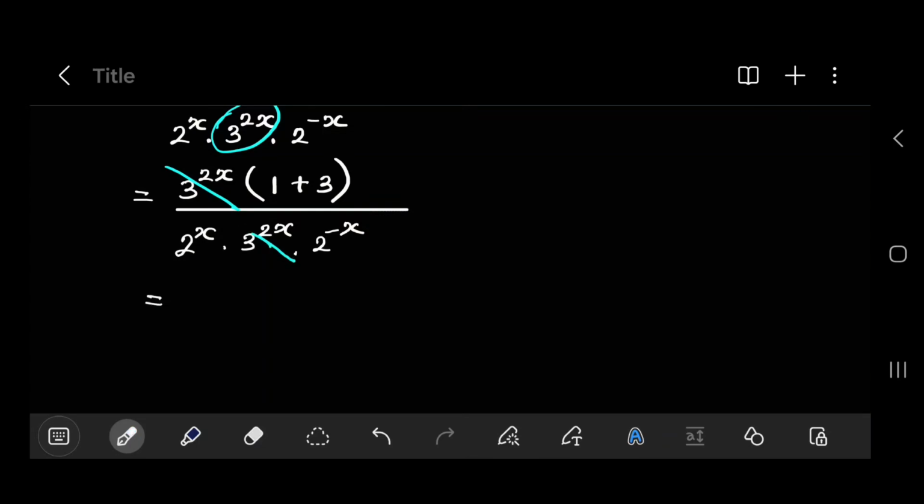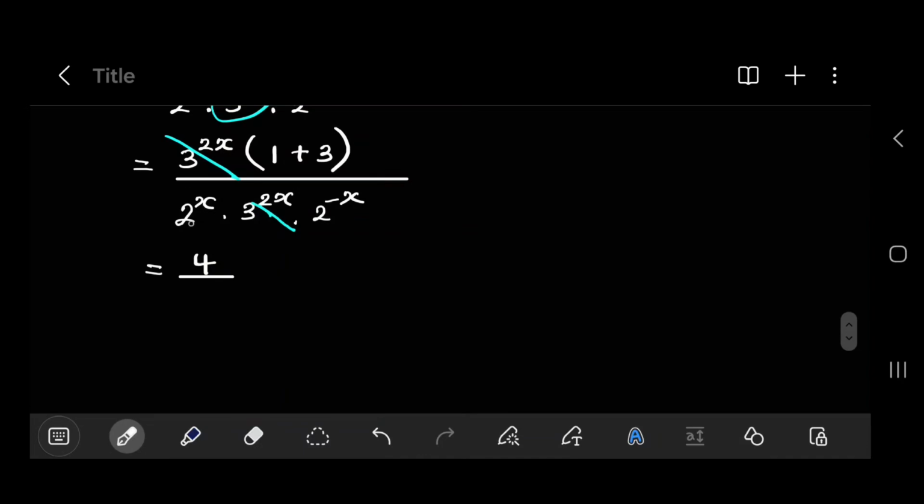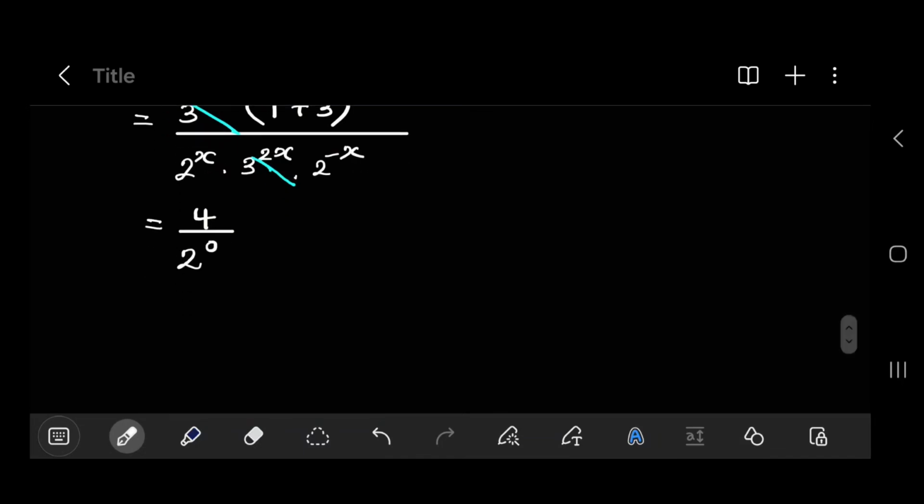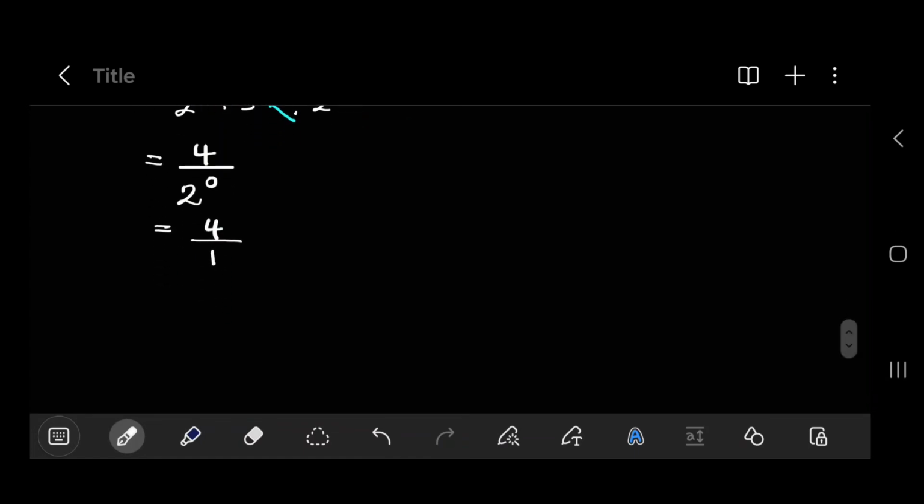Now when you simplify your numerator, you've got 1 plus 3, which gives you 4. And when you simplify your denominator, you are multiplying bases that are the same. So you're going to add the exponents. We've got x minus x, which gives you 0. So we have 2 to the power 0 at the bottom. And anything raised to the power 0 is 1. So ultimately, we end up with 4 as the answer.